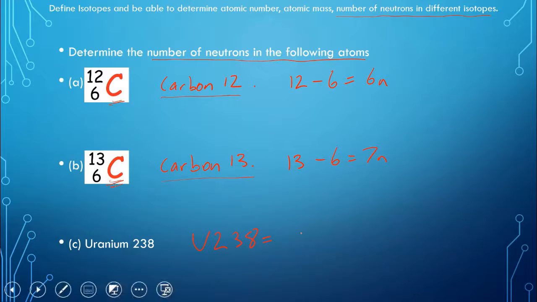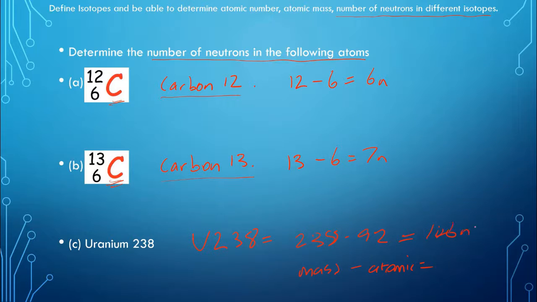Uranium 238. Now we've already done this one, I just thought I'd throw it in there again. We've got 238 minus 92. Remember, mass number minus atomic number. So we work this out and we end up with 146 neutrons. It's a massive atom, uranium. Very unstable. We use it in nuclear weapons, and in nuclear reactors to provide us with power, but that is a massive atom, U-238, a huge nucleus, very unstable. So there we go. That's how we work out the number of neutrons in different isotopes.